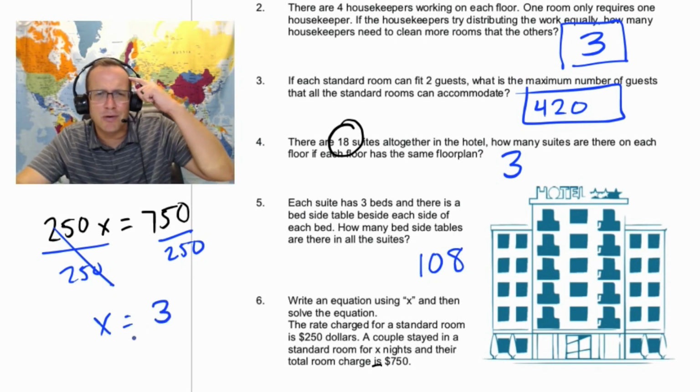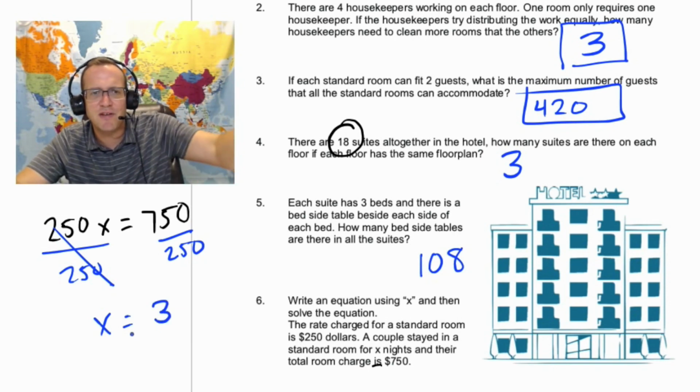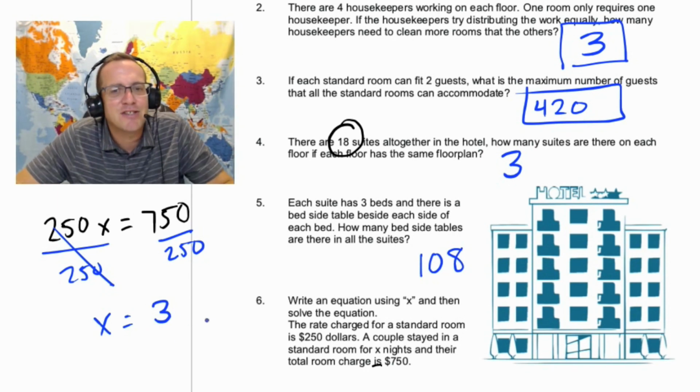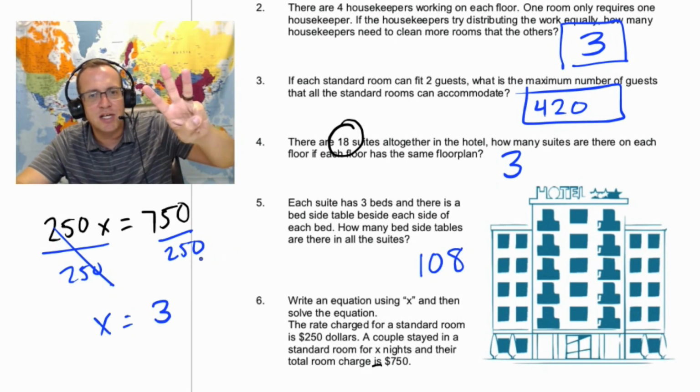I just think of it like a quarter, right? 3 quarters equals 75 cents. So 3 250s equals 750. So x equals 3, meaning that if you stay at this hotel for 3 nights, it's going to cost you $750.